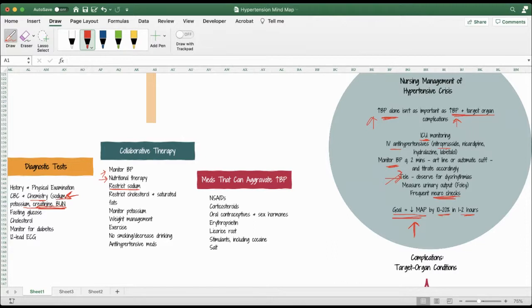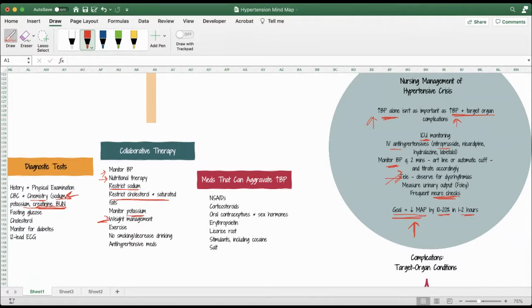When you have someone with high blood pressure, we're going to restrict sodium, and oftentimes we'll also put them on a low fluid diet. We're going to restrict cholesterol and saturated fats. This is not just in a hypertensive crisis. Maybe they've had the hypertensive crisis and now they're going home and living with chronic hypertension, or somebody who's just living with chronic hypertension. We want to decrease the cholesterol and saturated fats. We'll monitor potassium, but that has more to do with medications, which we'll talk about in a minute.